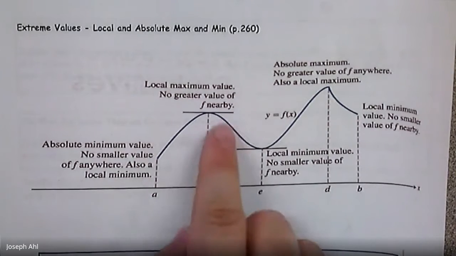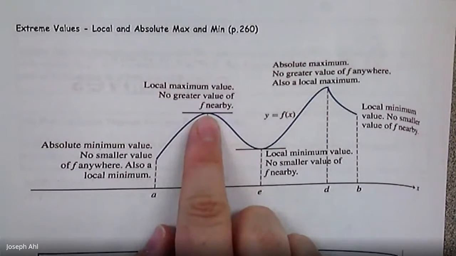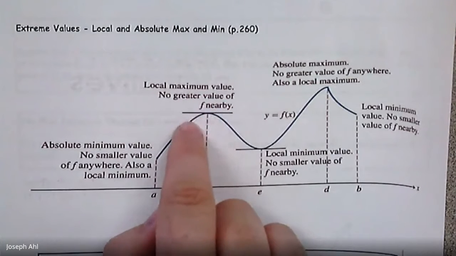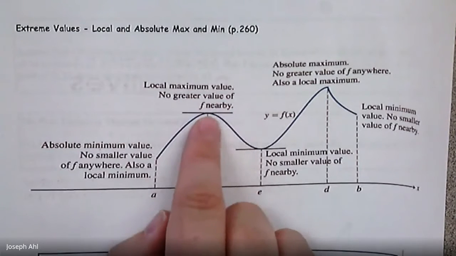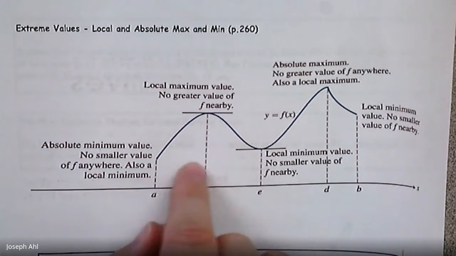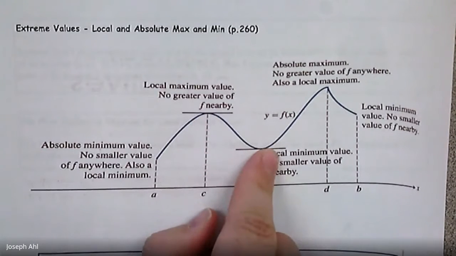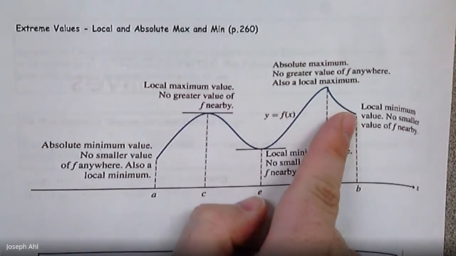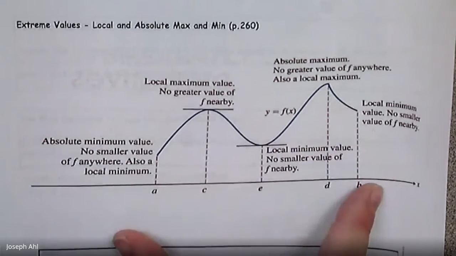So you can see that in this diagram, we have a local max. Okay, it says there's no greater value of f nearby. So over a certain period of time, that's the highest point locally in this section of the graph. Here's a local min. Here's another local min at the endpoint of the interval from A to B.